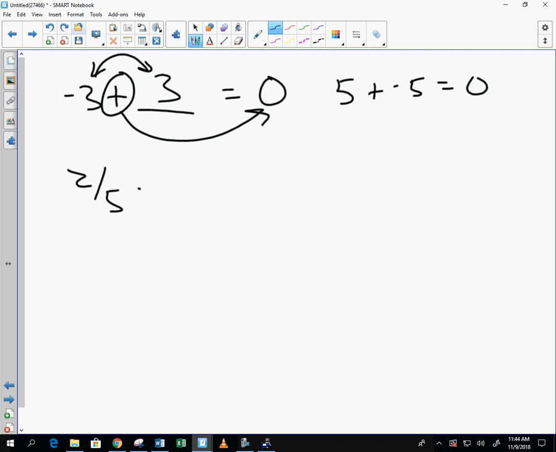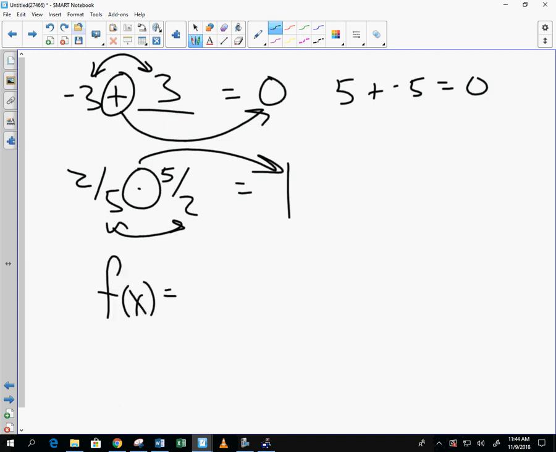2/5 times what is 1? 5/2. So these are inverses under the property of multiplication because they produce 1. So every operation has a different thing that it produces to show an inverse, okay? So the question is, all right, what about functions? Say I have f of x is equal to 2x minus 1. What is the inverse?